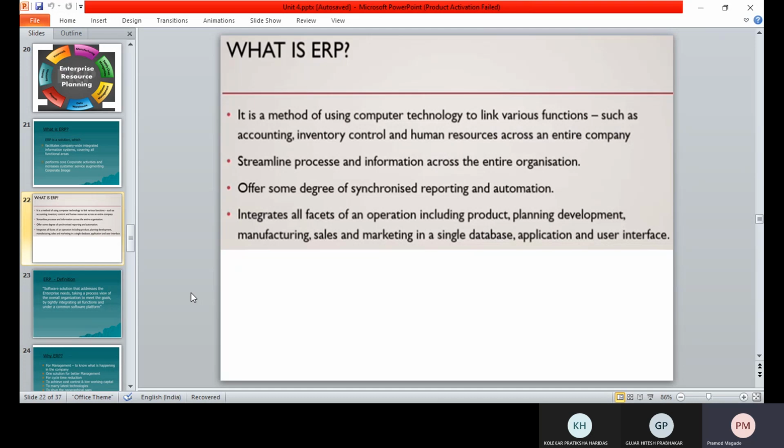Now, a lot of definitions are there related to ERP, and already we have discussed this. So I got some definitions related to the software point of view, so that I have also included over here.